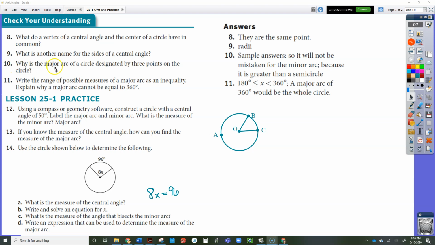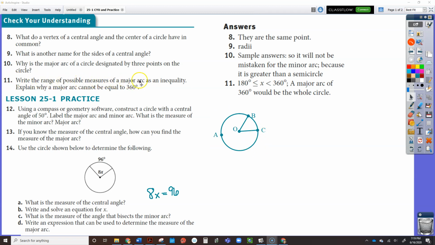Why is the major arc of a circle designated by 3 points on the circle? I said so you can tell the difference from the minor arc. Because we're still going from B to C. B to C is a minor arc right here. B to C, the long way, is a major arc, and we tell the difference by throwing in another letter to let you know that we're going through another point. So we're going from B to C, but we have to go through A to get there.